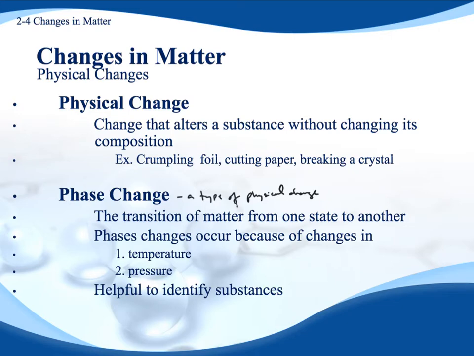So this is like crumpling foil, cutting paper, breaking a crystal. You're not changing what it's made out of. That foil is still made out of aluminum. That paper is still paper, chemically speaking. That rock or crystal is still the same chemical.